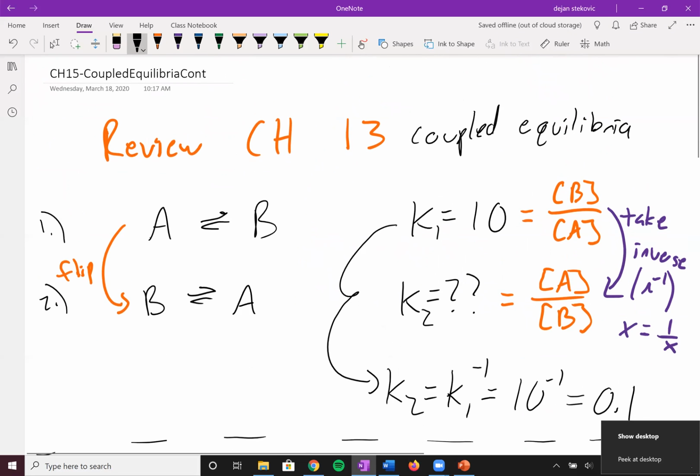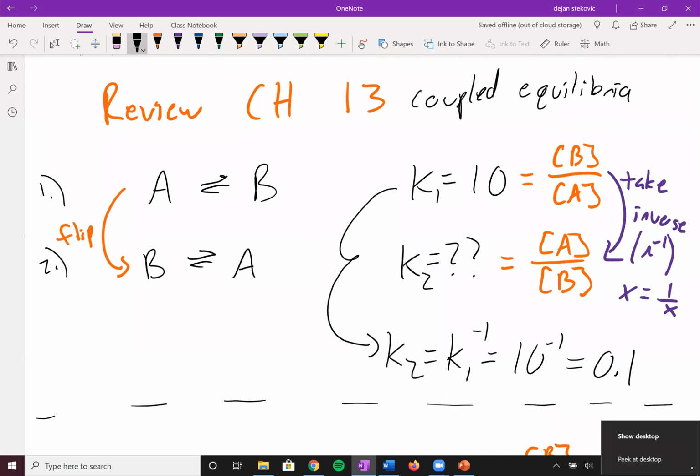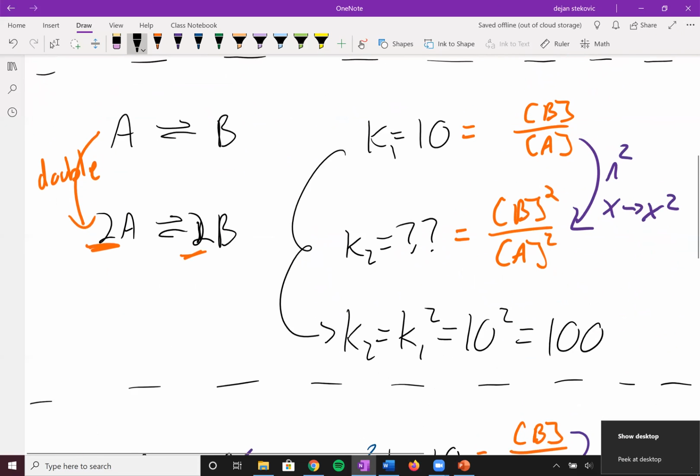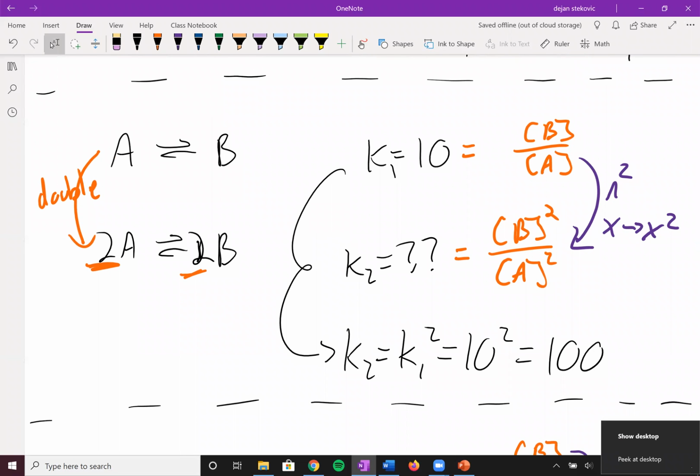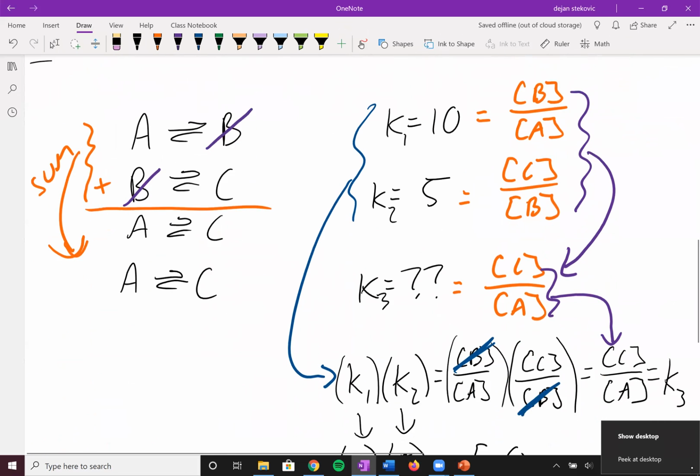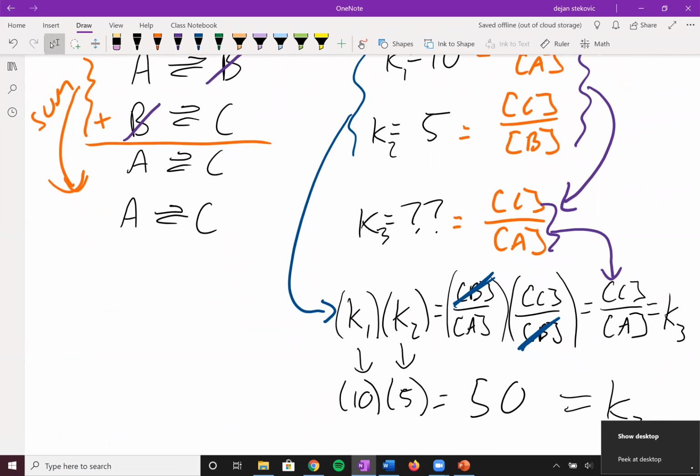So again, just to recap, if you flip an equation, you take the inverse of the K. If you change the coefficient of the equations, you raise it to that power. This thing right here is supposed to be a caret, so raise to that power. And then if you sum equations, you multiply their Ks.